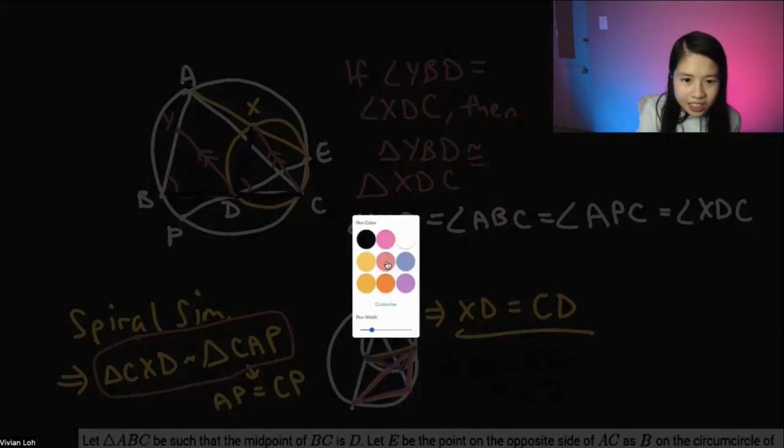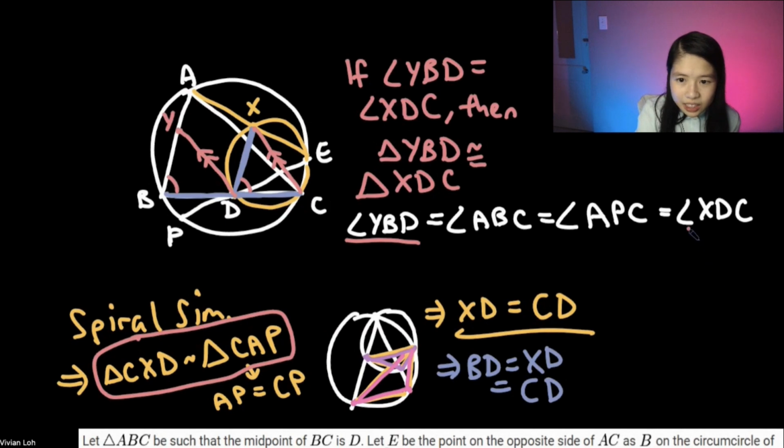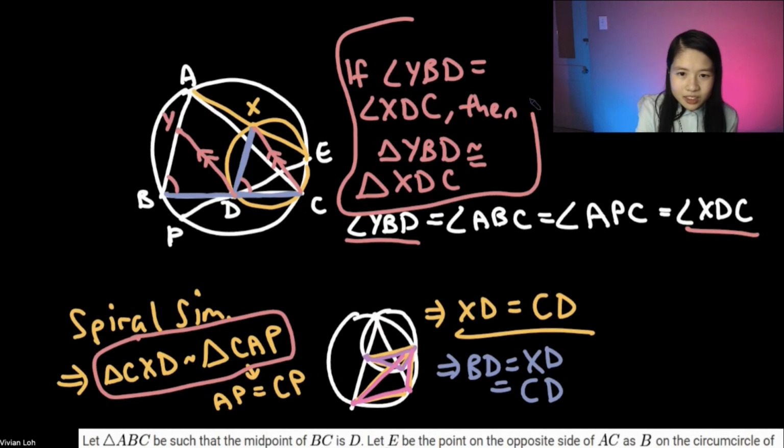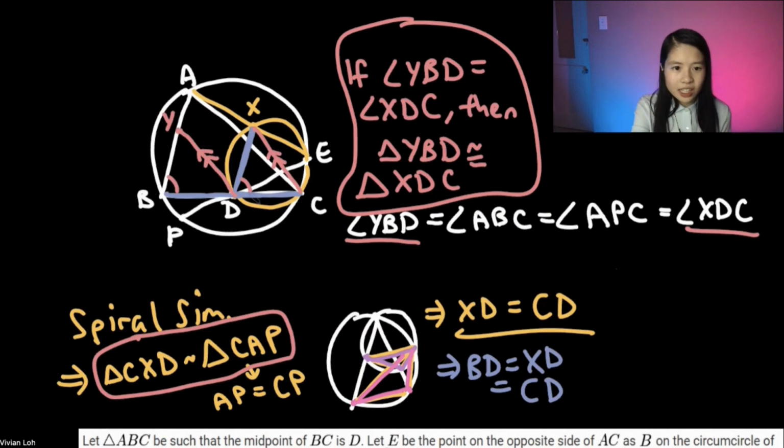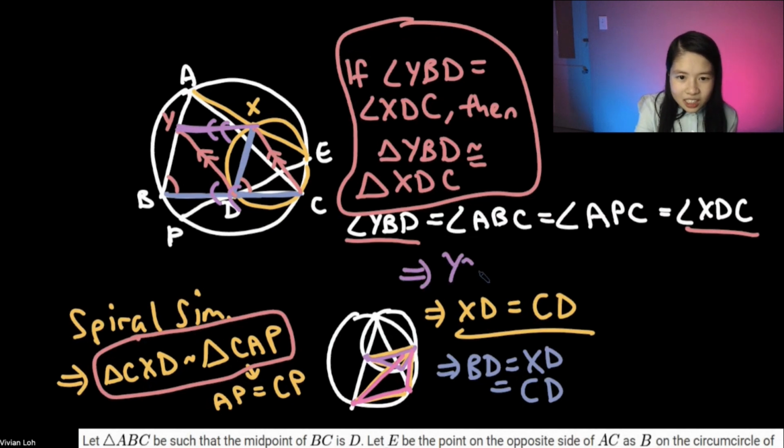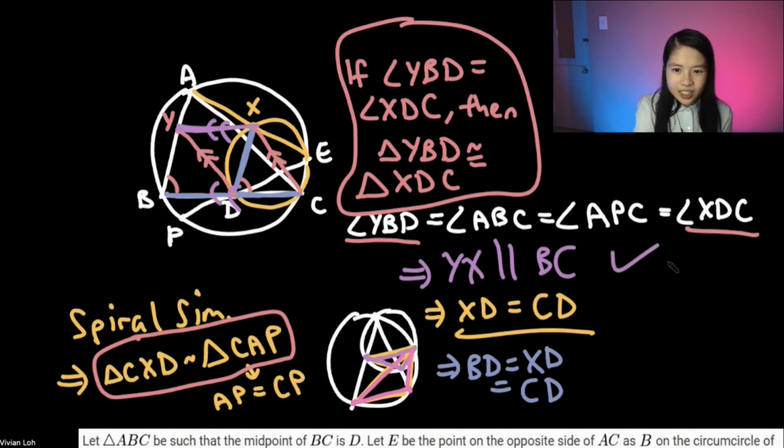So yay, we just did it. Angle YBD equals angle XDC. And so then this whole thing must be true. Sorry, I'm kind of going out of order here. And then we know that triangle YBD is congruent to triangle XDC, which means that obviously YBDX is a parallelogram. And parallelograms have parallel pairs of opposite sides. So YX is parallel to BD as desired, or BC. So we're done.